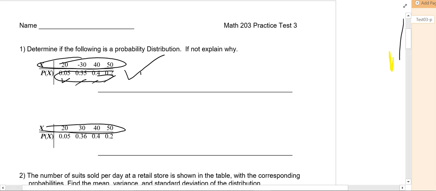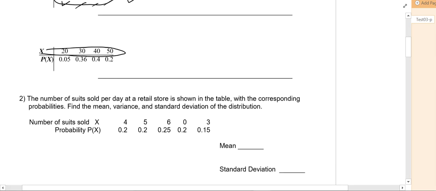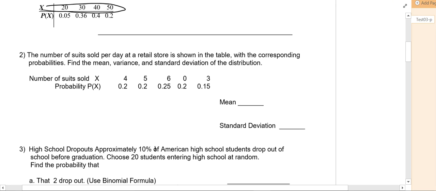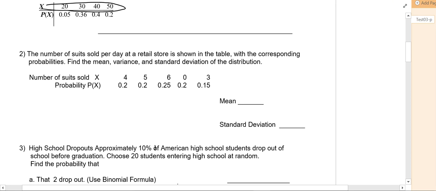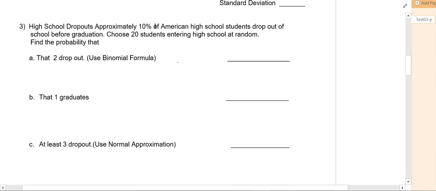Moving on, I am going to skip number 2. I'll get back to this one later, but essentially I'm not going to really go through number 2 because it's really just too lengthy to explain in a video. I have it worked out on the answer sheet for you, so I suggest looking at that. I'm going to move on to number 3.